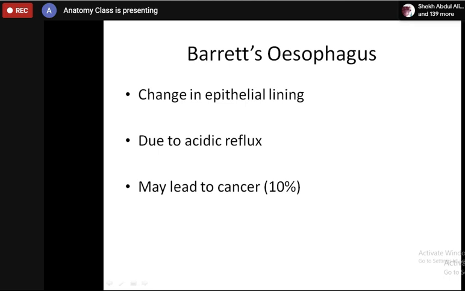This is a reversible change in the epithelial lining, and in severe or chronic conditions, this Barrett's esophagus may lead to cancer in about 10% of individuals. If a person has repeated gastroesophageal reflux disease, the lining epithelium of the esophagus changes, and that type of esophagus is known as Barrett's esophagus. Clear? There is a change in the normal lining epithelium.